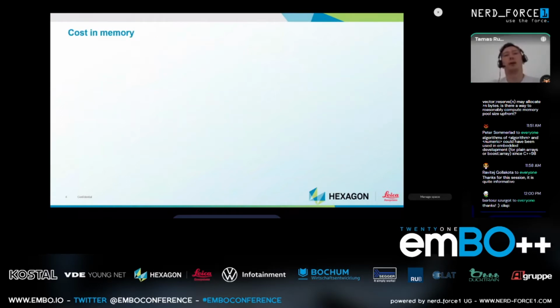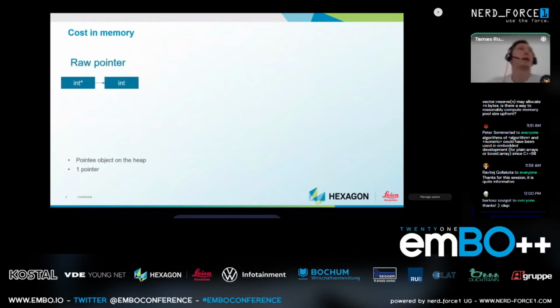The first aspect of the investigation was analyzing memory consumption. This is the good old C++ pointer with the asterisk. We have one pointer pointing to some object that is most likely on the heap. The pointer can be on the stack or also on the heap. But the size of the pointer is exactly the size of one address, so depending on the platform it can be 64-bit or 32-bit.